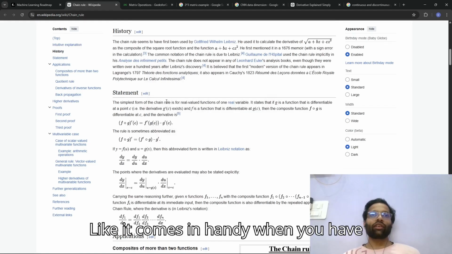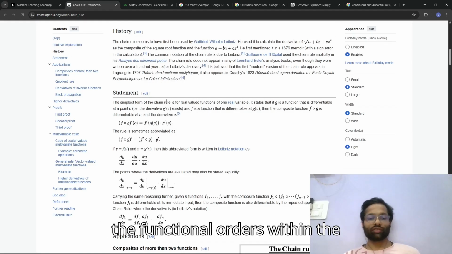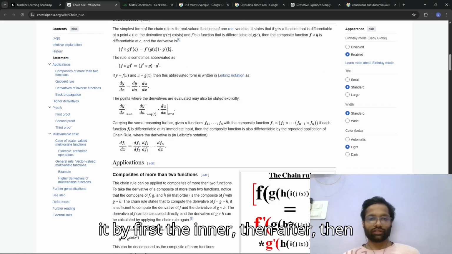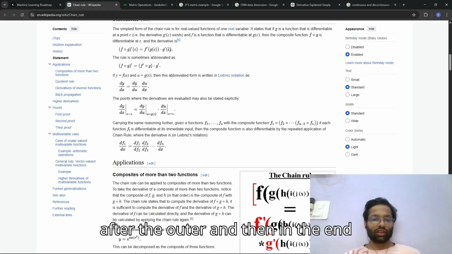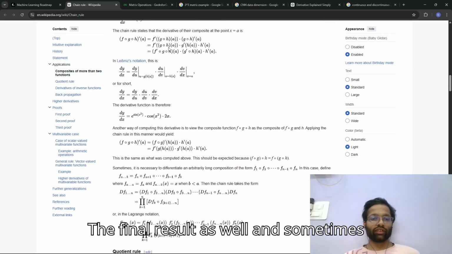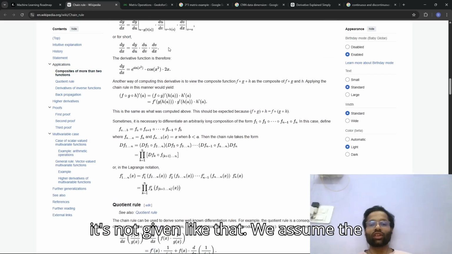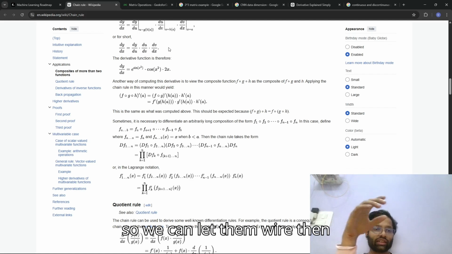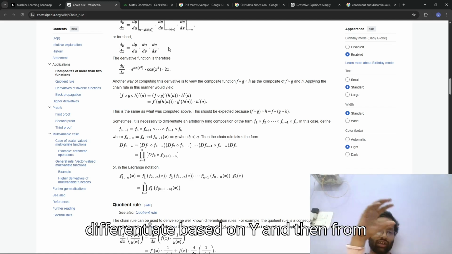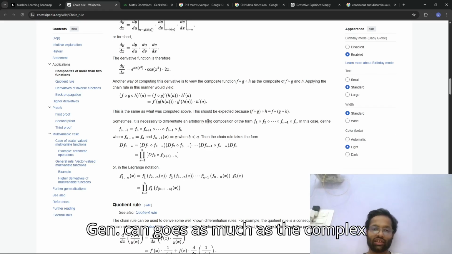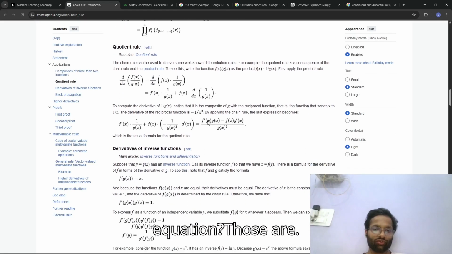It comes in handy when you have functions within functions. There you can differentiate first the inner, then the outer, then the next outer, and in the end you get the final result as well. And sometimes it's not given like that. We assume values, like when some complex expression is given, we can let it be y, then we differentiate based on y, and then from that y we find x, and the chain can go on as much as the equation gets complex.